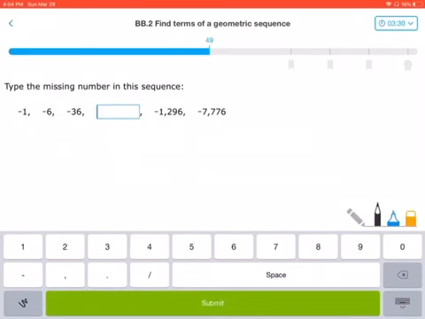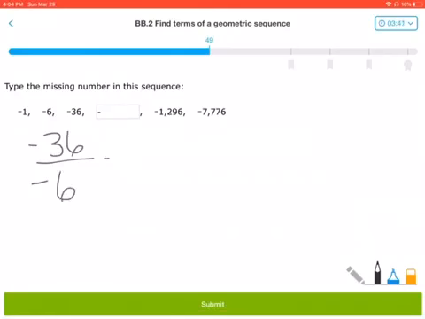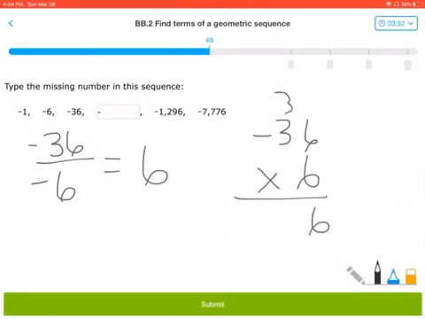Now these are all negative, so no biggie. You're just going to put a negative on your answer. But I'm going to do 36 divided by negative 6. That's a positive 6. So negative 36 times a positive 6 is what's going to go in that box. And I believe it's 216.